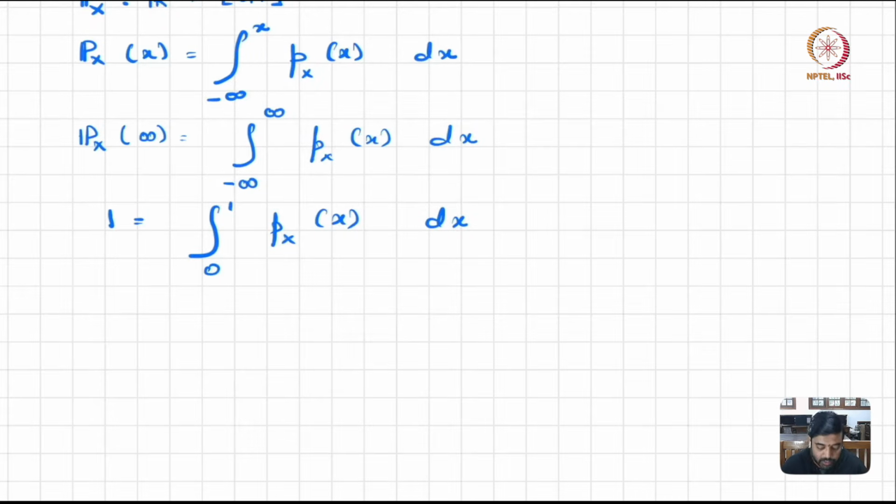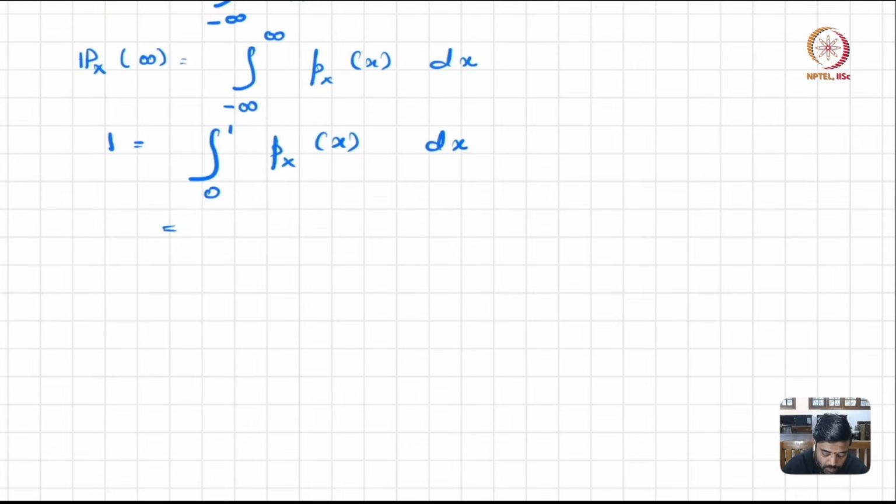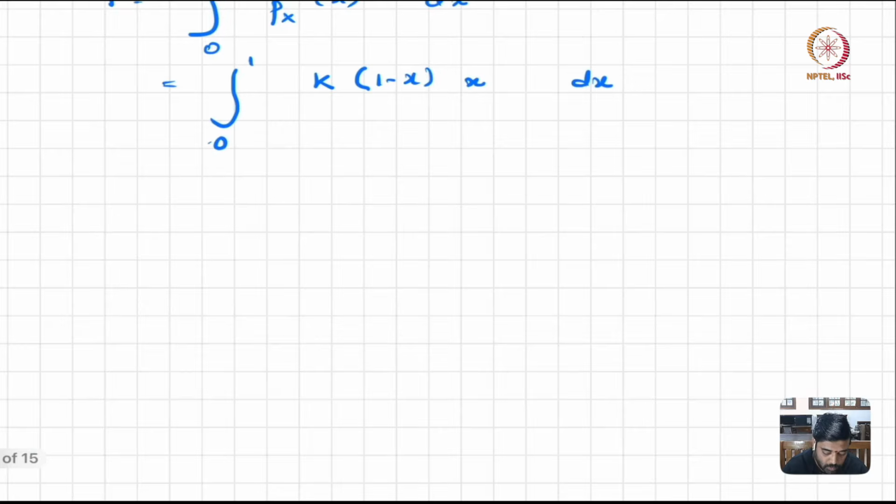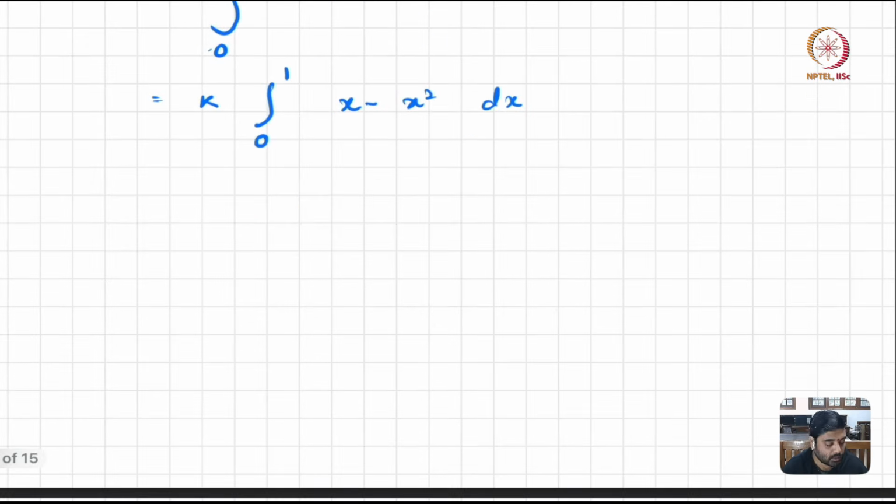Okay. So now let's substitute the value. Now this is the same as the integral from 0 to 1 of k into (1 minus x) into x dx. Now k is independent of x, so we can take it out: k times the integral from 0 to 1 of x minus x square dx.